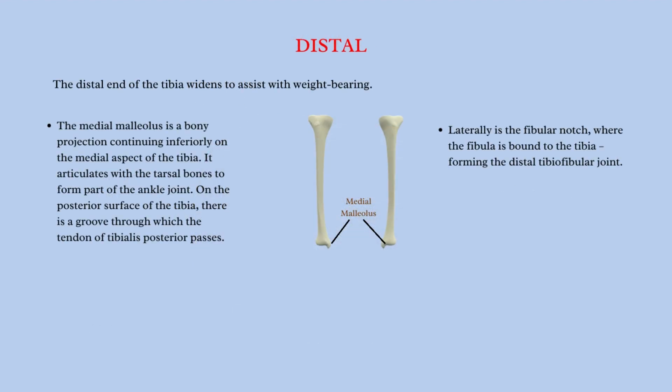The distal end of the tibia widens to assist with weight bearing. The medial malleolus is a bony projection continuing inferiorly on the medial aspect of the tibia. It articulates with the tarsal bones to form part of the ankle joint. On the posterior surface of the tibia, there is a groove through which the tendon of tibialis posterior passes. Laterally is the fibular notch, where the fibula is bound to the tibia, forming the distal tibiofibular joint.